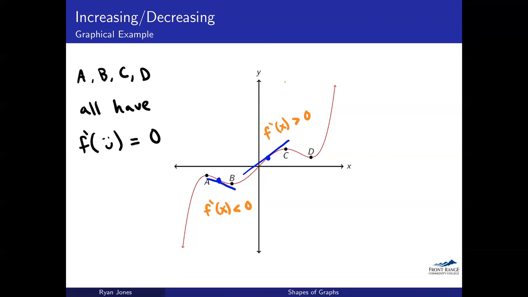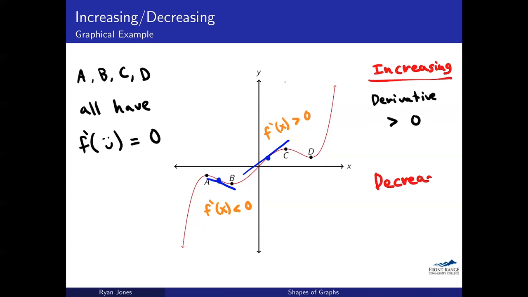And so what we're seeing here is that when a function is increasing, let's go ahead and write this down. When a function is increasing, the derivative is greater than 0. And then when my function is decreasing, I have exactly the opposite. My derivative is in fact less than 0. It's going to be negative.